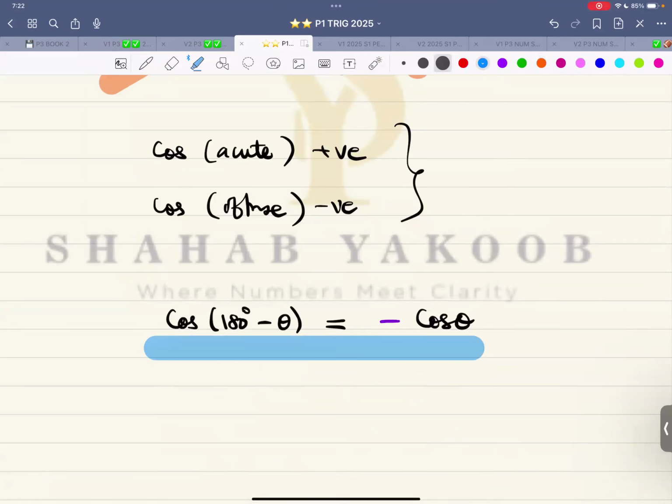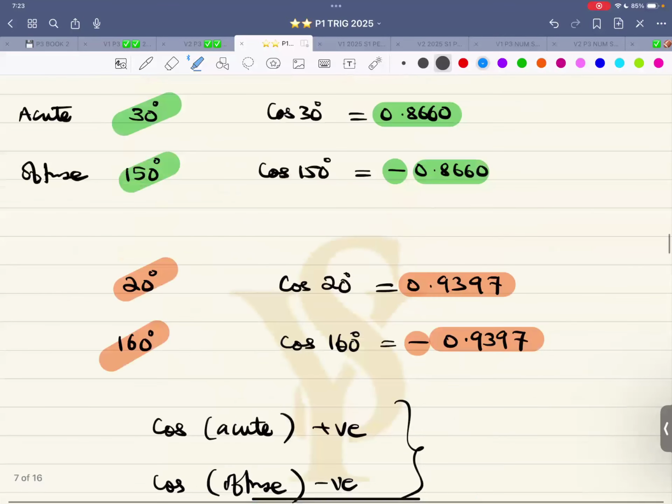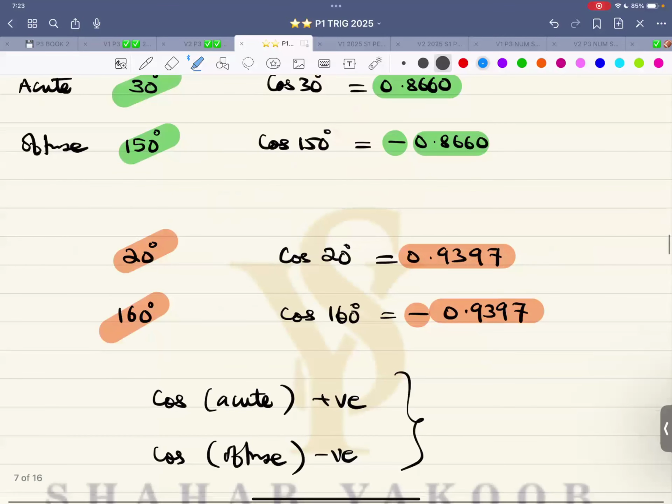Is this all good, all clear? So let me write on the group because you have to be active on the group also. So cosine, supplementary thing. Is this all good, all clear? That is the second thing. Okay, so now let's move on.